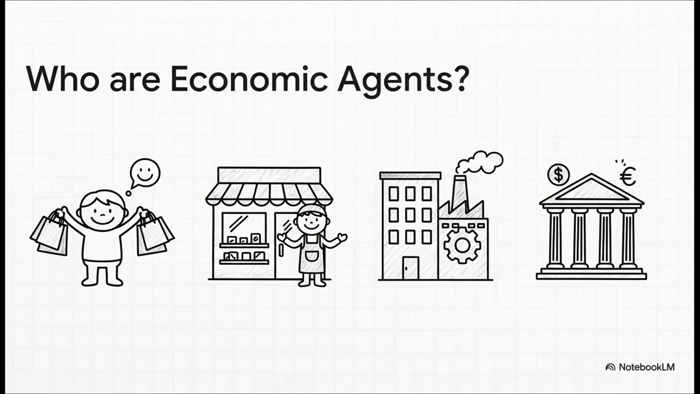Now, in your textbook, you'll see this fancy term, economic agents. Don't let it scare you. It's just a way of saying the players in our economy. And who are these players? Well, it's you, the consumer. It's your local shopkeeper. It's a single big company like Reliance trying to make a profit. It's even a farmer in a village deciding whether to grow rice or wheat this year. Microeconomics is all about the choices these individual players make.